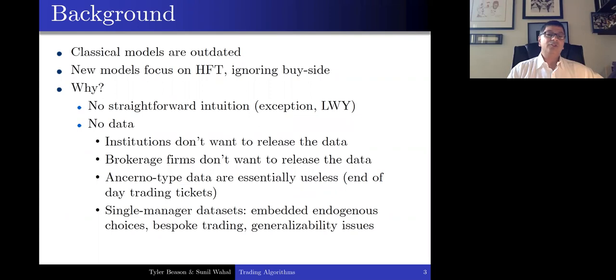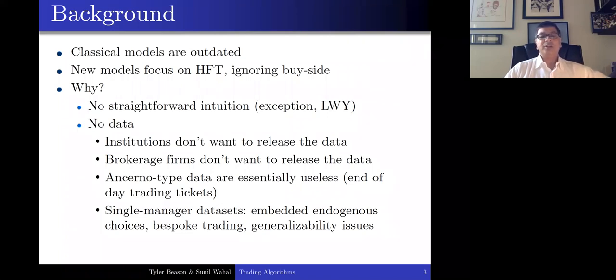In the last 10 years or so, there are a variety of new models in market microstructure that focus largely on high frequency trading, and they mostly ignore the buy side or large institutional investors and their contribution to price formation. That's natural because of the prevalence and the dramatic increase in high frequency trading. And so the trade-offs in many of these models have always been with respect to speed and prices and adverse selection and things of that nature.